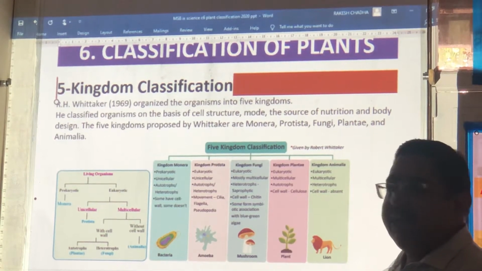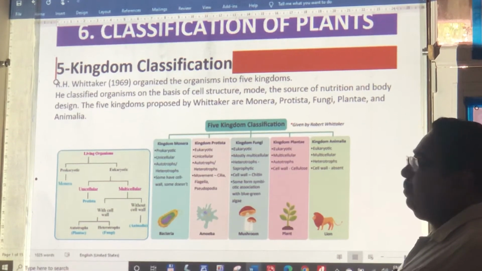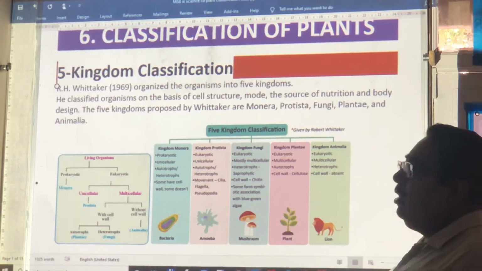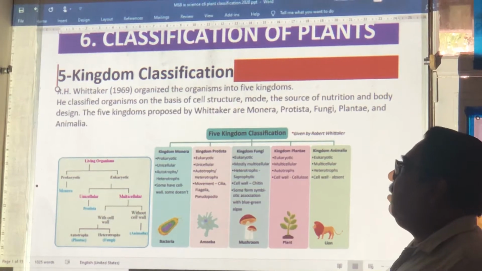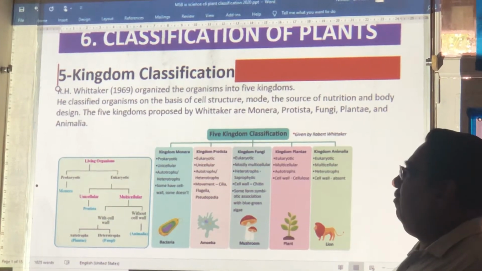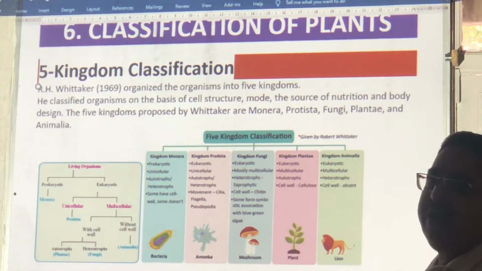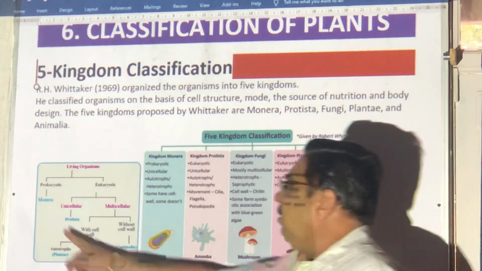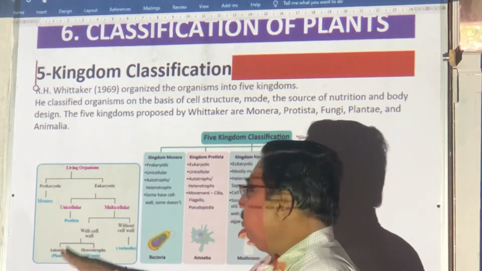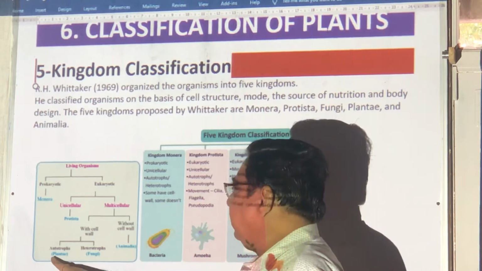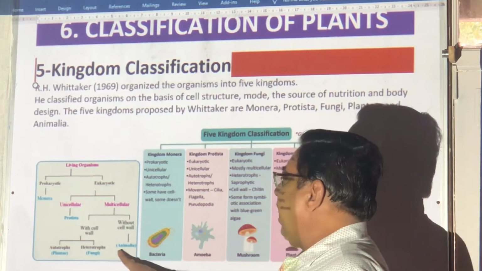Okay, so we will begin today. Classification of plants, chapter 6. In the lower class, you had studied that there were 5 kingdoms and Whittaker had proposed those 5 kingdoms. What were the 5 kingdoms? Monera, Protista, and then after that we have Plantae, Fungi and Animalia.